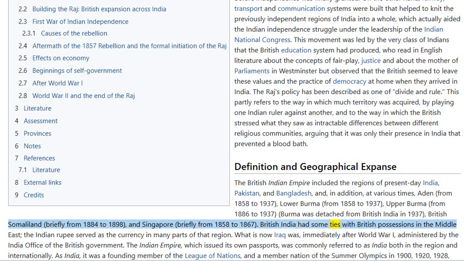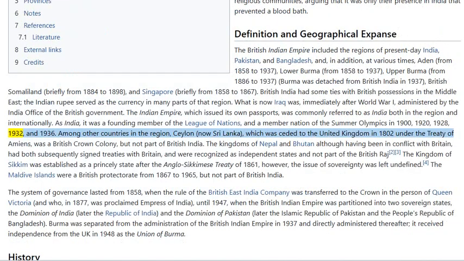British India had some ties with British possessions in the Middle East. The Indian rupee served as the currency in many parts of that region. What is now Iraq was, immediately after World War I, administered by the India Office of the British government. The Indian Empire, which issued its own passports, was commonly referred to as India both in the region and internationally. As India, it was a founding member of the League of Nations and a member nation of the Summer Olympics in 1900, 1920, 1928, 1932, and 1936.